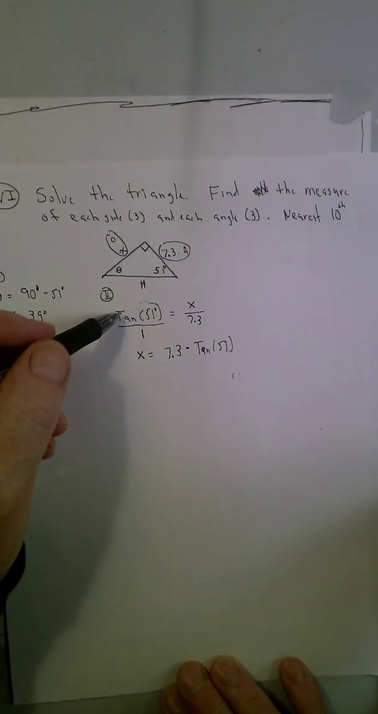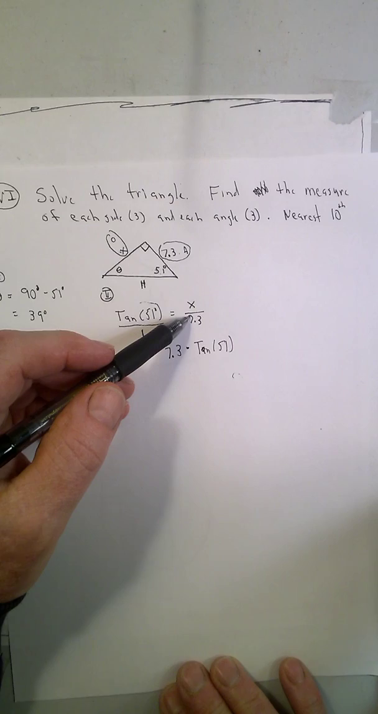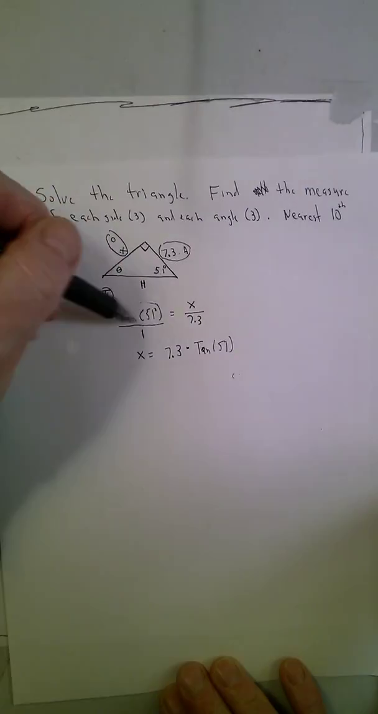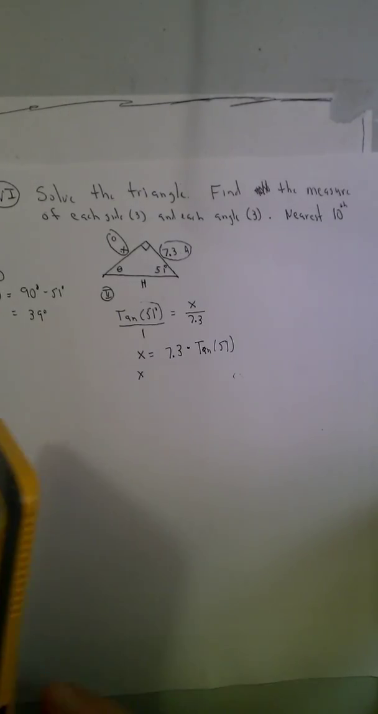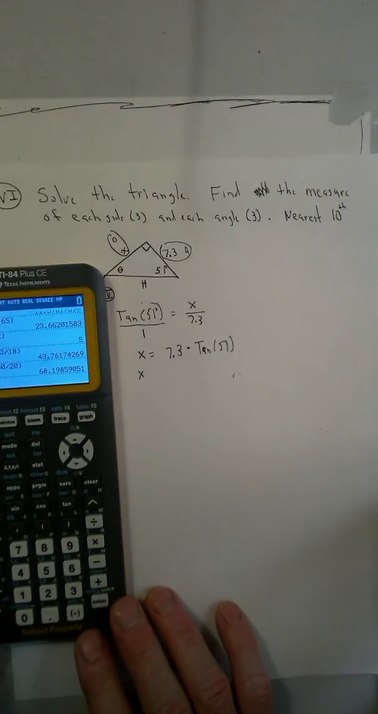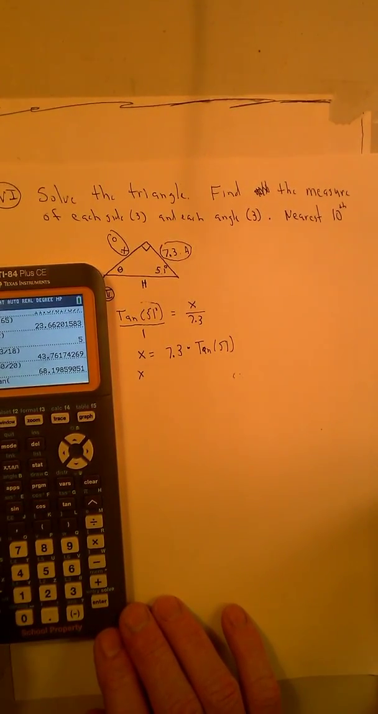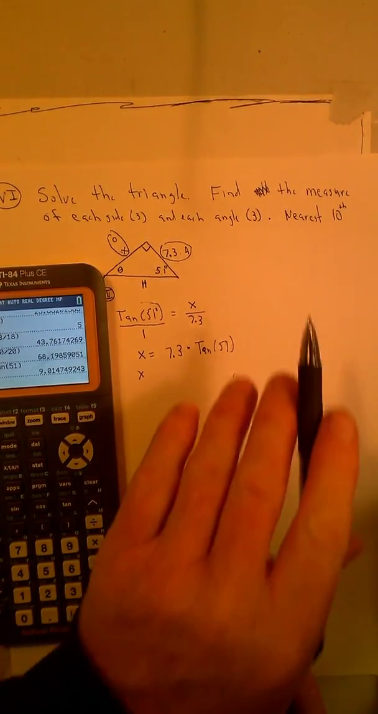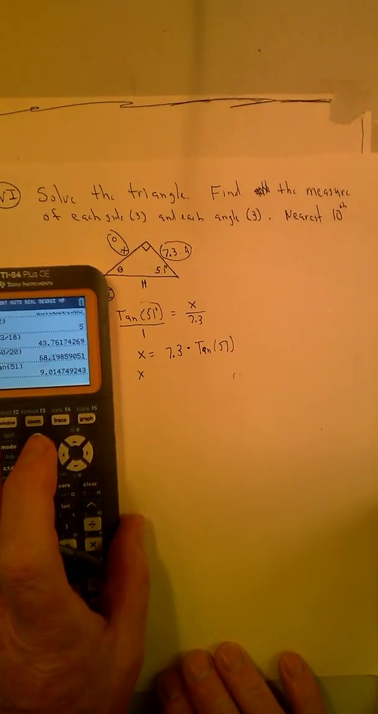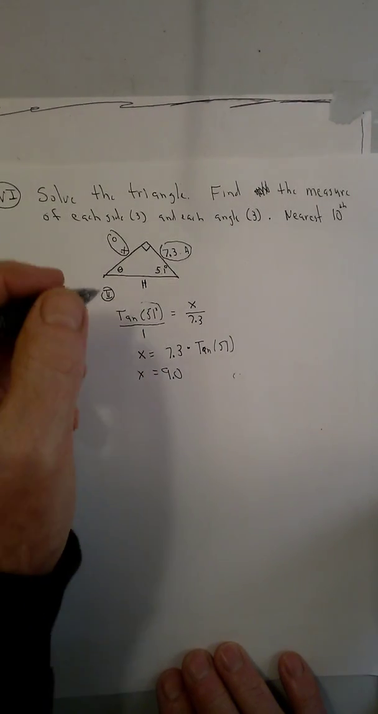Now really what we're doing is we're multiplying both sides by this. We're not, mathematically, we're really multiplying through by the common denominator. But thinking cross multiplication works the same. So then I go ahead, all right, I do that guy out. 7.3 times tangent 51, 9.01, go back and round, nearest tenth, 9.0. Okay, so this guy is 9.0.